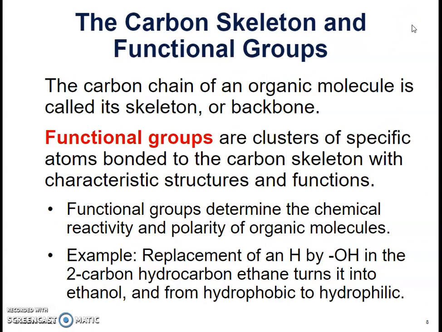The carbon skeleton and functional groups. The carbon chain of an organic molecule is called its skeleton or its backbone. I generally use the term backbone a little bit more than skeleton, but they are interchangeable. Functional groups are clusters of specific atoms bonded to the carbon skeleton with characteristic structures and functions. So those functional groups determine the chemical reactivity and the polarity of that organic molecule.